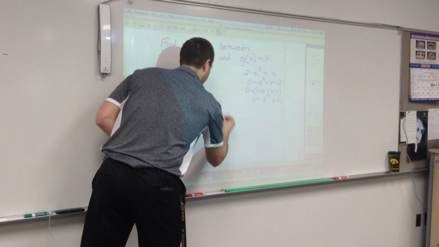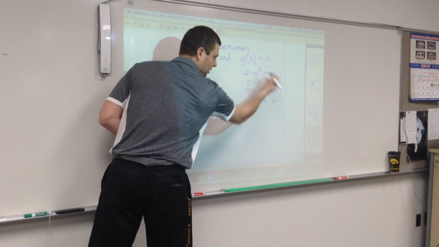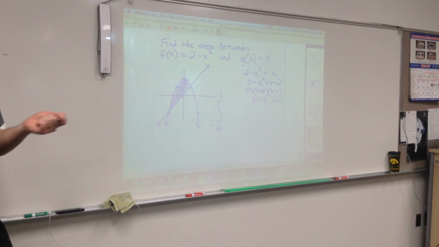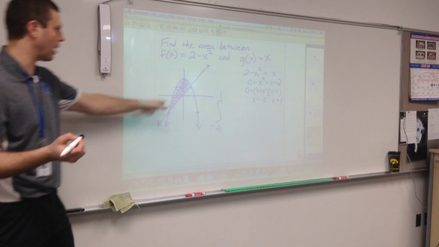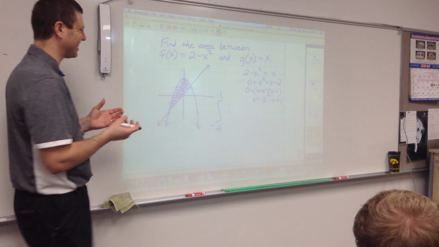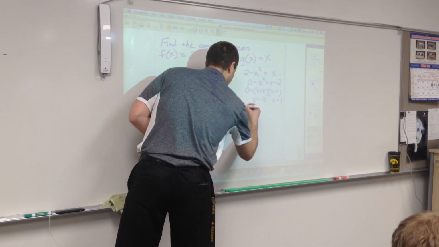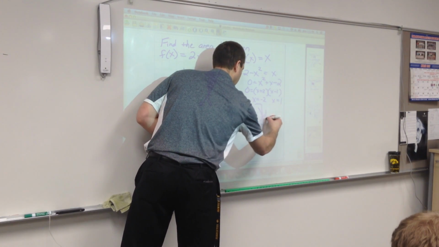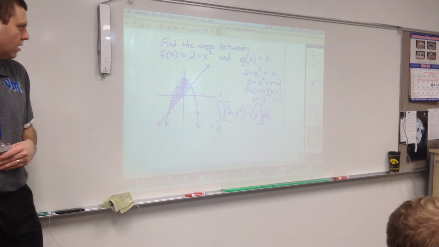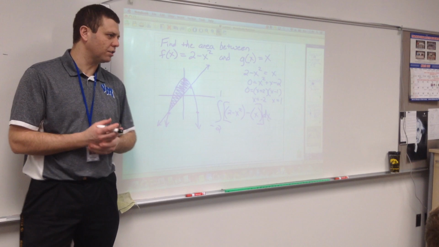So then my setup would be, okay, I want to find the area between the curves from negative 2 to 1. That's where those two functions intersected one another. And then which one has to come first? The f of x, the 2 minus x squared. That one is further up. And we want to subtract the area of g of x from that. So the integral of 2 minus x squared minus x dx. This would be our setup to help us find the area of that region that is bounded by those two curves.